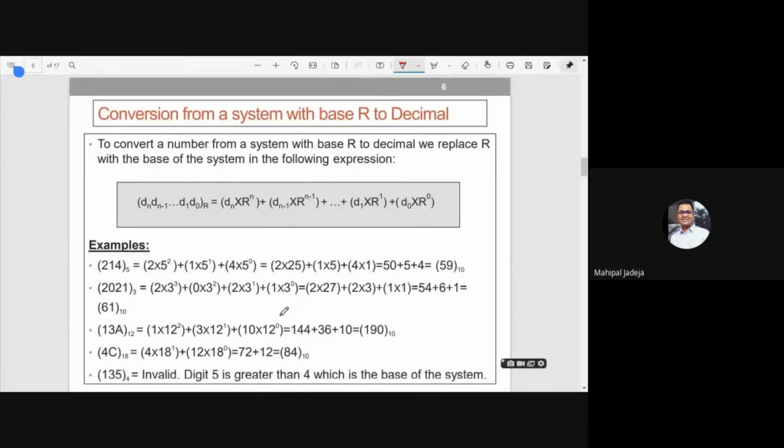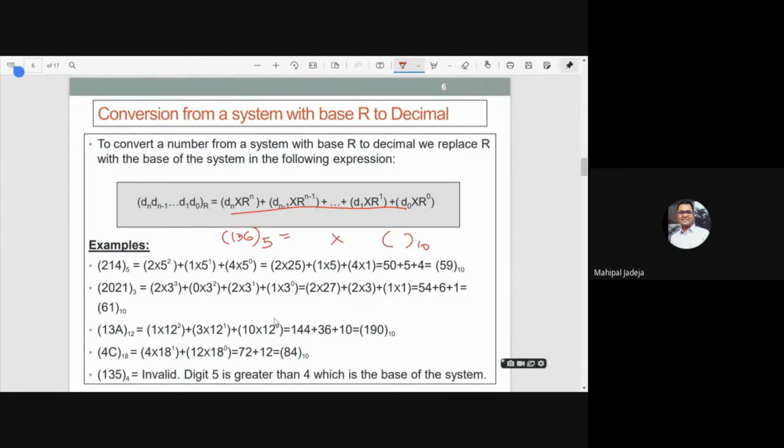Now, the important conversion which we need to understand is how to convert any number which is given in base R to base 10. So we are going to use this generic formula. Let's say this is my number. Let me give you one number, 136, in base 5, and I want to convert it into base 10. Then straight away we can't do this.